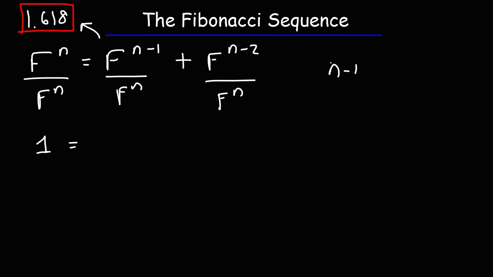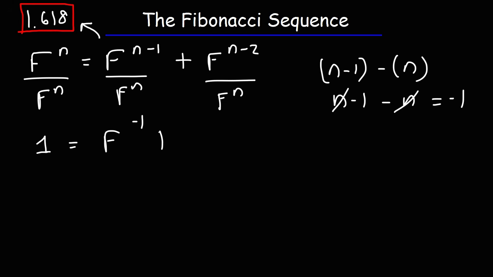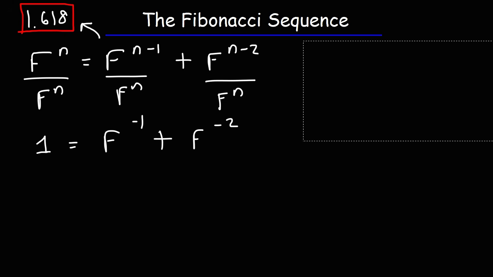So n minus 1 minus n, these cancel, you just get negative 1. So this is f to the negative 1. The same is true here. N minus 2 minus n will give us negative 2. So we get f raised to the negative 2.